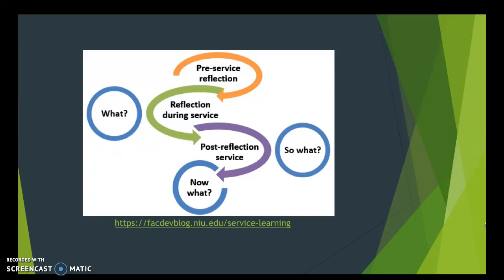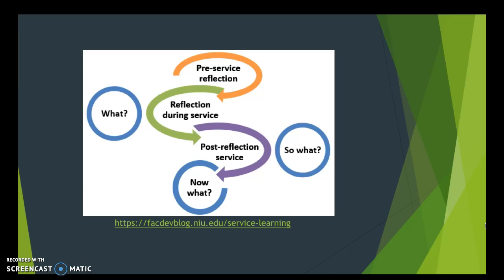So here's a little visual representation of some of the steps that take place during service learning. So often there's a pre-service reflection. This is where someone may focus on what they think might happen during their service learning, what they expect to learn, and what they expect to get out of it, basically.